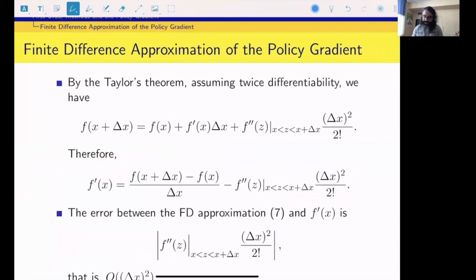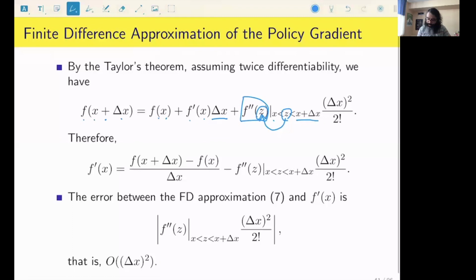That's the idea. Then by Taylor's theorem, we can show that the error is not large, assuming the function is differentiable enough. What we have is that f of x plus delta x is f of x plus f prime of x times delta x, plus the second derivative of f at some point z between x and x plus delta x, times delta x squared divided by 2. So there exists a z between these two points where this is an exact calculation. This is the mean value theorem.